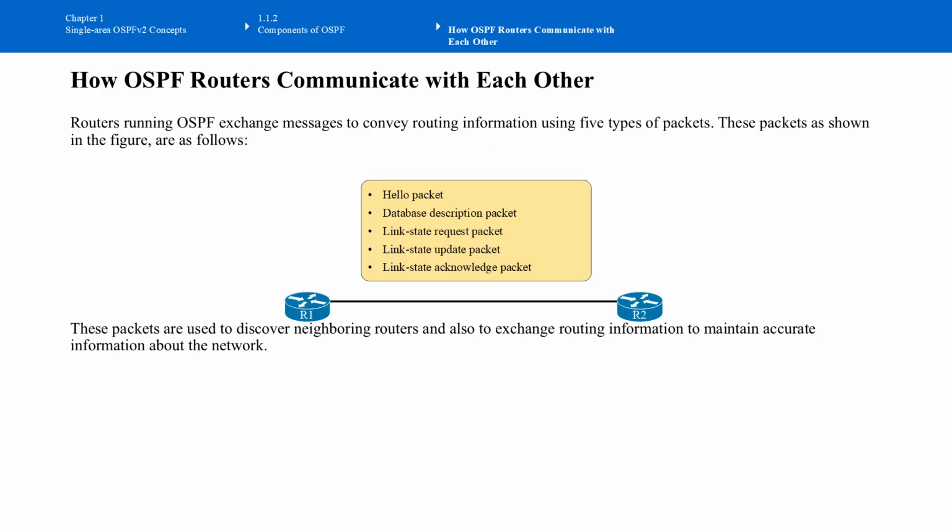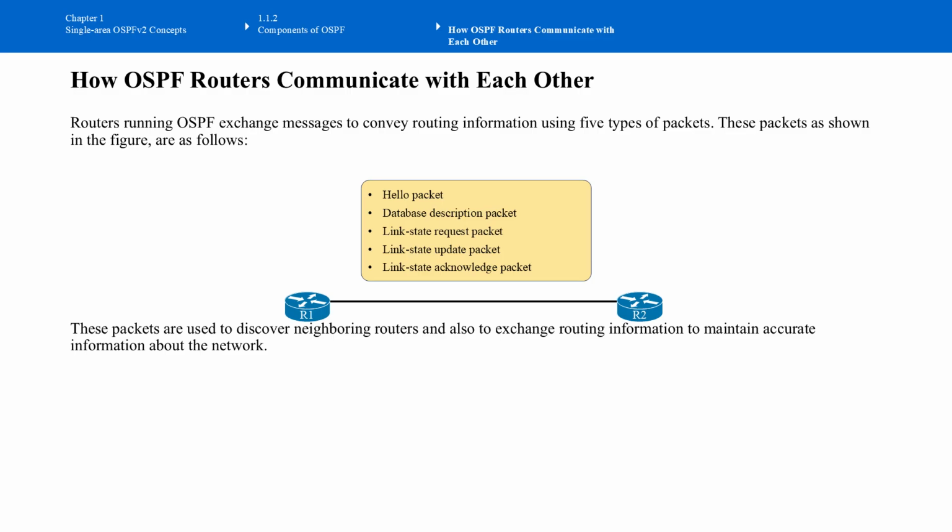Now let's talk about how OSPF routers communicate with each other. OSPF routers exchange routing information using 5 different packet types. Each packet has a specific job. Together, they help routers discover neighbors, exchange network information, and keep their routing databases synchronized. Let's go through them one by one.